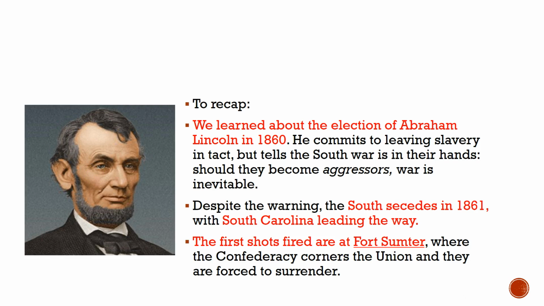So to recap a bit, the election of Abraham Lincoln happened in 1860. A lot of the South did not like that. By 1861, many started to secede. South Carolina, the one that we always figured had a problem with things, was the first to lead the way of leaving. Remember, they're mostly about states' rights, and eventually, the first shots are fired at Fort Sumter. Let's look at Fort Sumter.